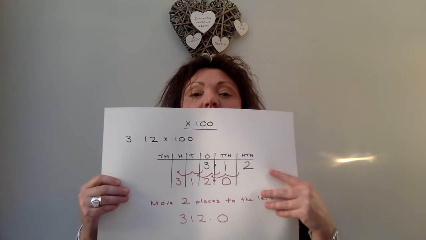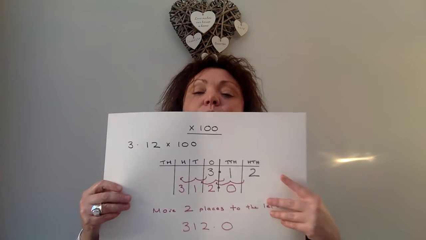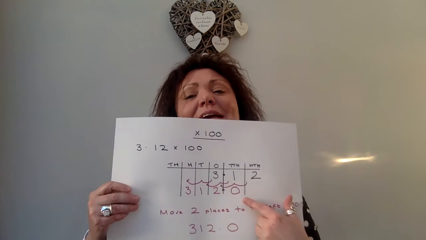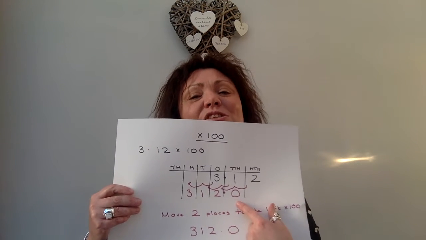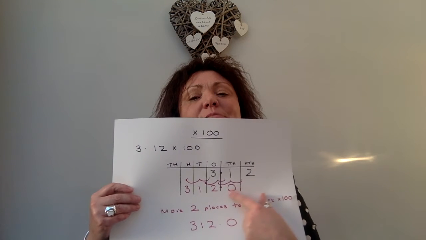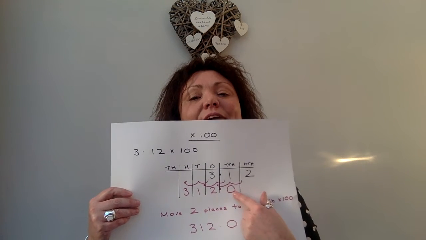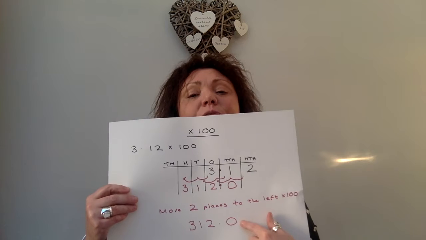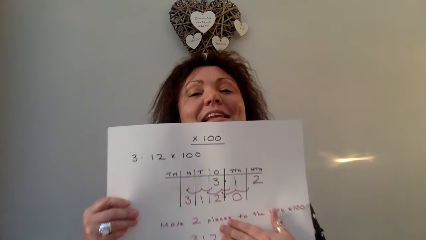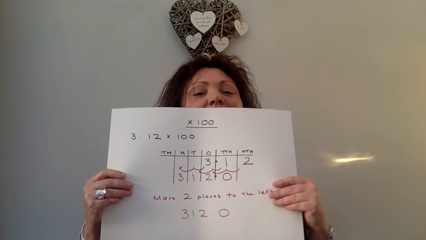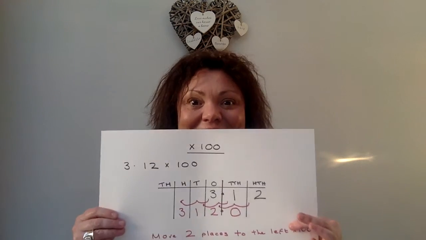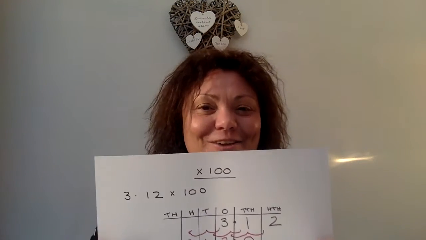We have got 312. And what I've put there doesn't actually make any difference to the value of the number. But I just wanted to show you that that decimal point can still be there, and it's 0.0. It's 312, but I've put 0.0 because it's a little bit important for the next one we're going to do. You'll see what I mean. Is that okay? Have you got it? I know that you have.